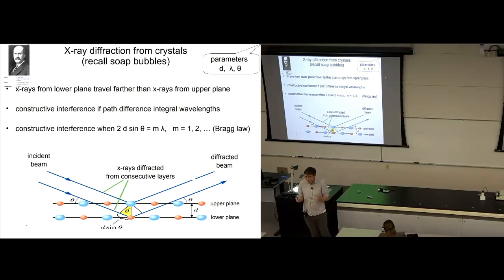X-rays have wavelengths that are very short compared to visible light's wavelengths. Visible light's wavelengths are hundreds of nanometers long. So let's imagine here's 100 nanometers. This is the scale of visible light's wavelength.